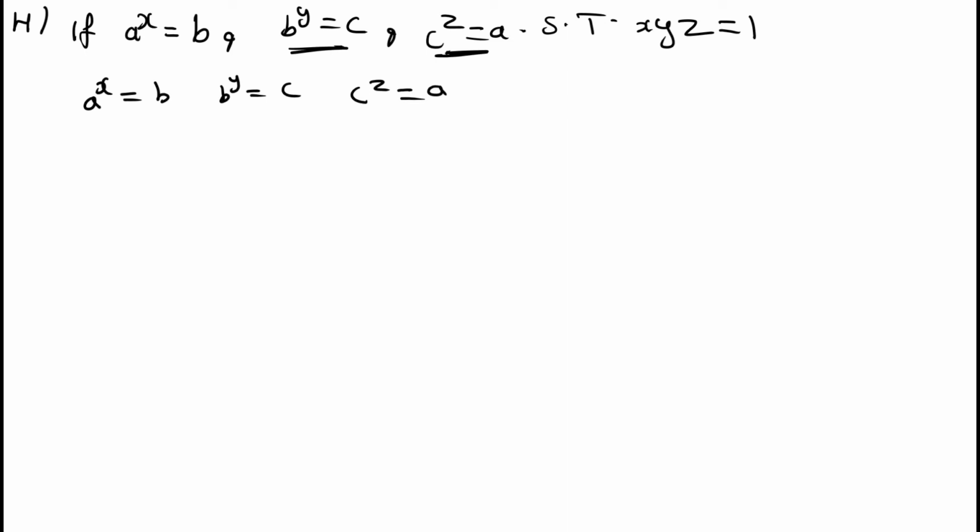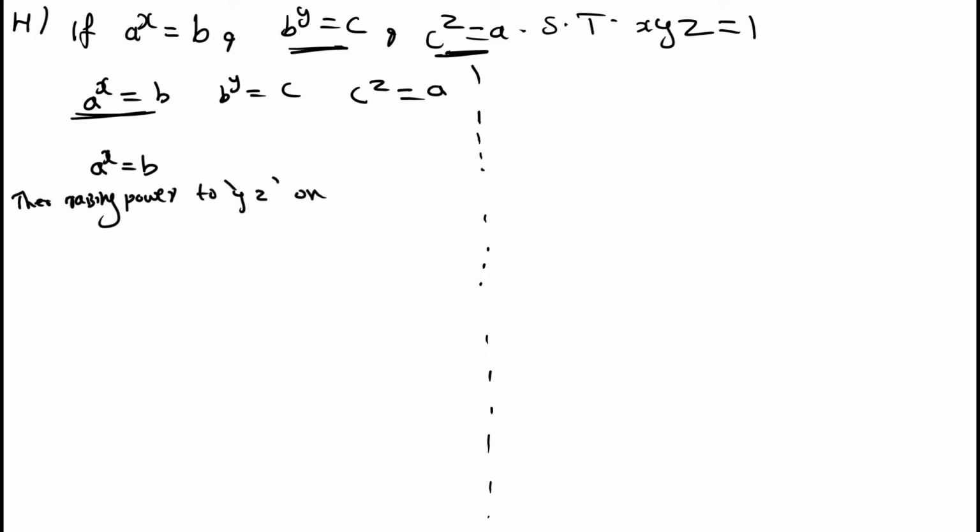Okay. Now see, I will consider the first equation, a to the power x is equal to b. Remember, you can consider any equation. You will get the same answer. But first I will take this one, a to the power x equal to b. Then raising powers yz on both sides. That means on both sides I am taking the power yz. So what will you get?